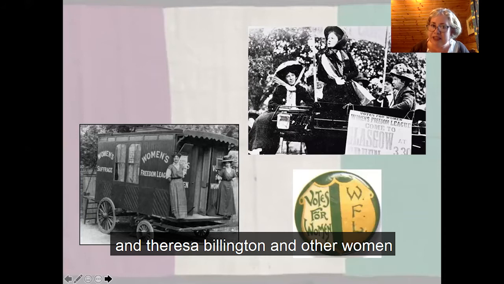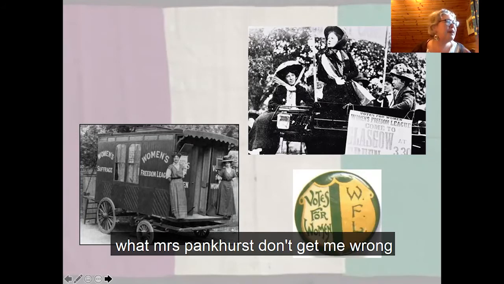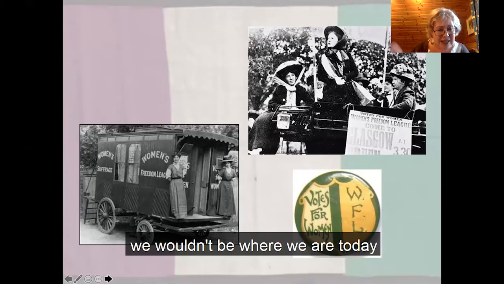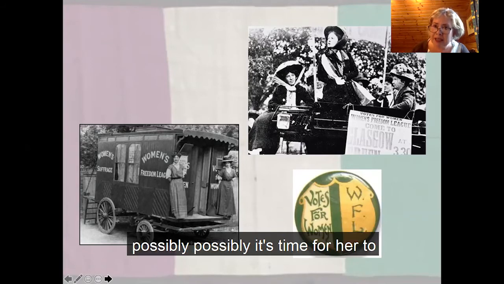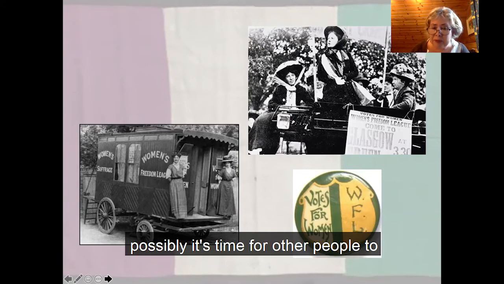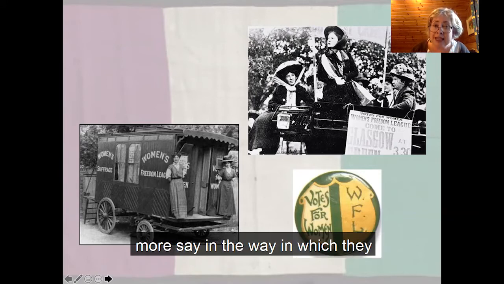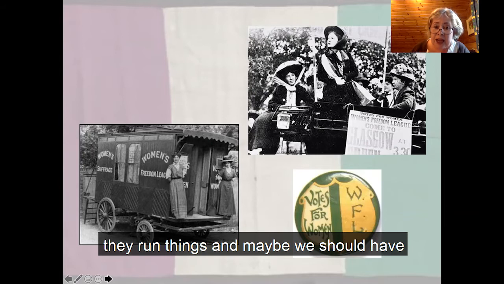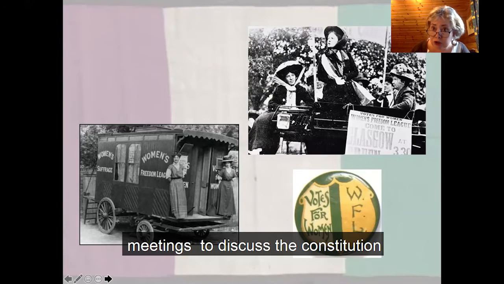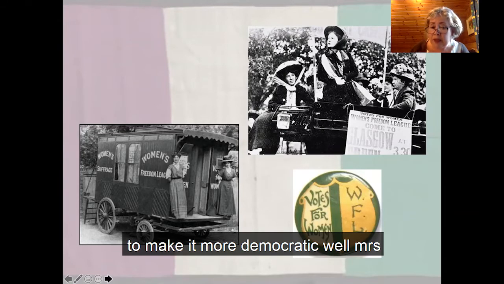Now, there was supposed to be a big WSPU conference coming up in the autumn of 1907, and Teresa Billington and other women start writing to each other saying, well, Mrs. Pankhurst, don't get me wrong, lovely woman, we wouldn't be where we are today without her, but possibly it's time for her to step down. Possibly it's time for other people to step up, and maybe individual branches should have more say in the way in which they run things. And maybe we should have meetings to discuss the Constitution a lot, and maybe we should have some changes to make it more democratic.